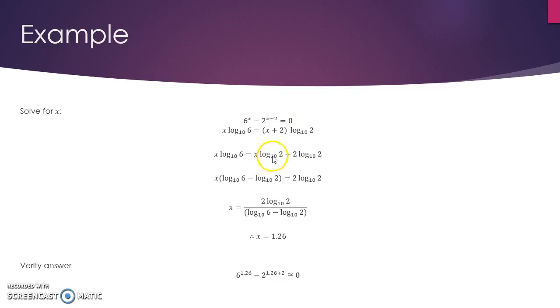We can group the x's together. So if we bring this x value over to the left hand side, we have x times (log base 10 of 6 minus log base 10 of 2) equals 2 log base 10 of 2. Anywhere there is a log, these are just numbers, so we can put those into our calculators. And our calculators are log base 10, so we can just put them in. Then we get x equals 1.26. We will verify that answer by putting it back into our original equation, and we get approximately 0, given that we did a bit of rounding here.